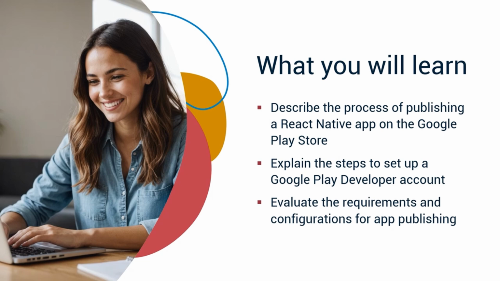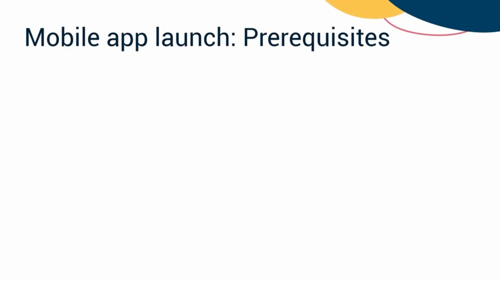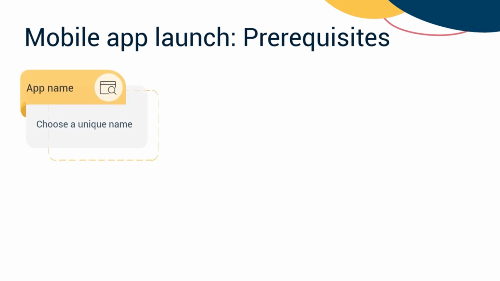Did you know that publishing an app on the Google Play Store allows you to reach users from every corner of the world? Let's look at how you can publish your app on the Google Play Store. Before publishing your app, ensure these essential details are ready. First, choose a short, catchy, unique name that reflects your app's purpose.